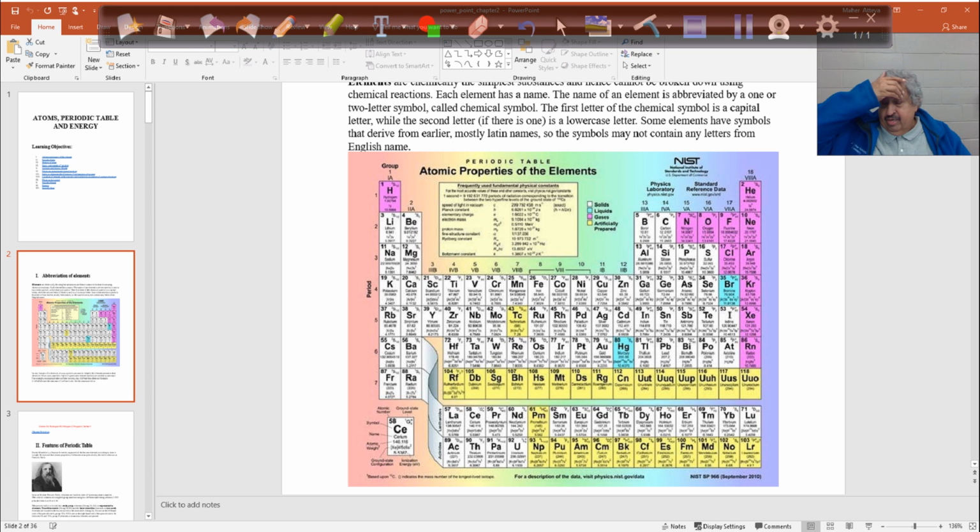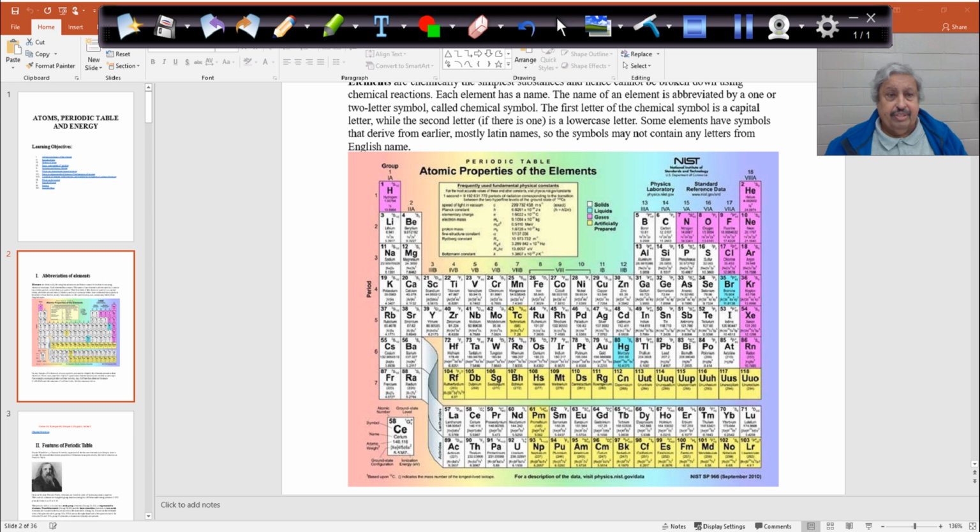The periodic table is made by organizing those elements. You can see those elements here. Those elements are organized according to their what? Increasing atomic number. If it's asked in multiple choices, and that's very often asked, by the way, it's a favorite question.